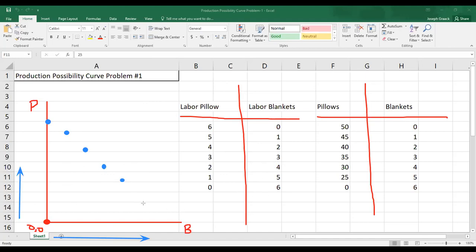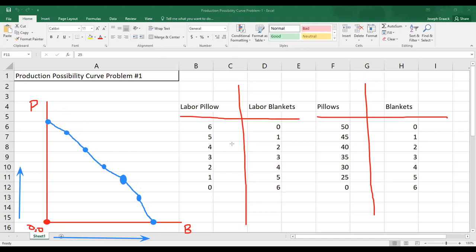And so you can see here, 1 and 5. And if we move all employees to blankets, they don't create any pillows. That's why we have 0 here, but we have about 6 blankets worth. And so all we do to create our frontier is connect the dots. Let me make better points. Not very good writing with a mouse. Not very good writing at all anyway, but you got something like that.